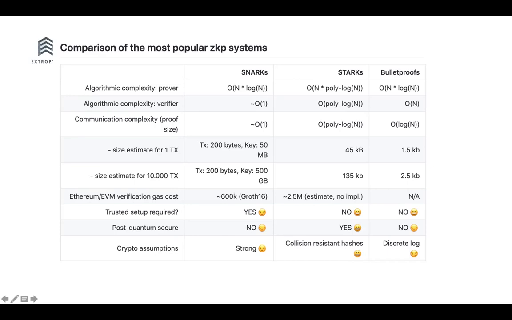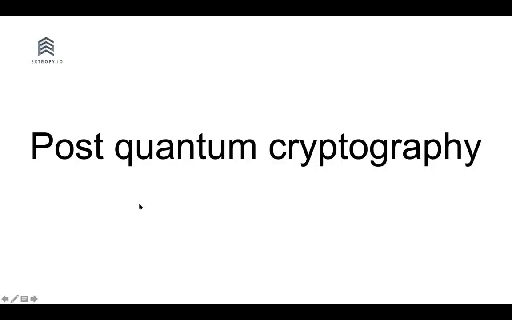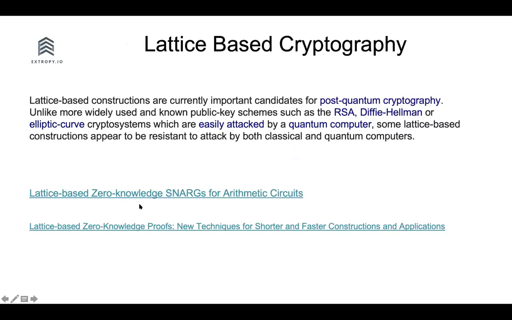So if quantum computers come along and they break some of the assumptions we have in cryptography that underlie SNARKs, STARKs will still work. So they're good from that point of view. Okay, I won't talk about that really. There's an area of cryptography called lattice-based cryptography, which is popular and is being used by people. But I won't go into that in any more detail.